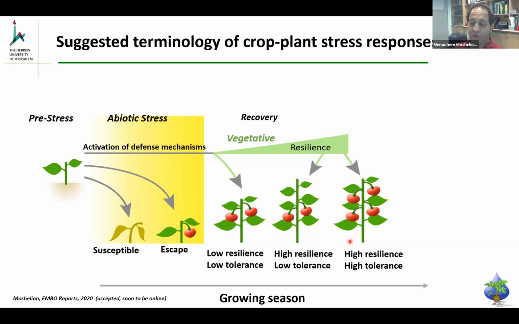Nevertheless, some plants have a very good resilience, which means nice recovery of the shoot and also nice recovery of the fruit. So we have high resilience and high tolerance.